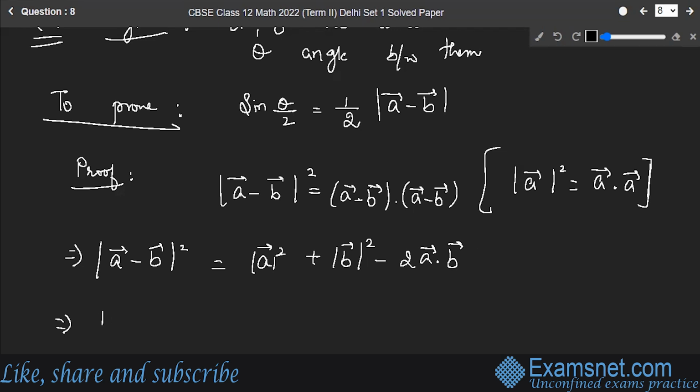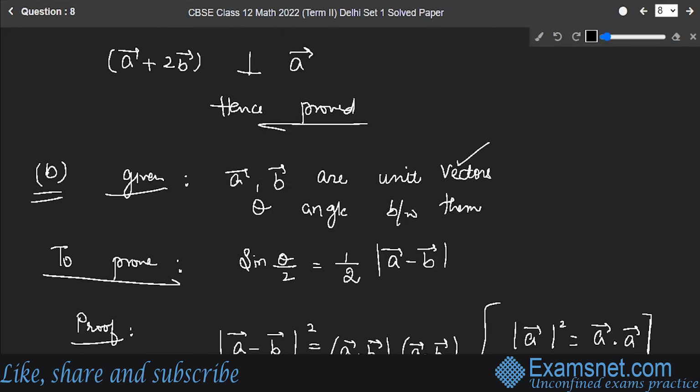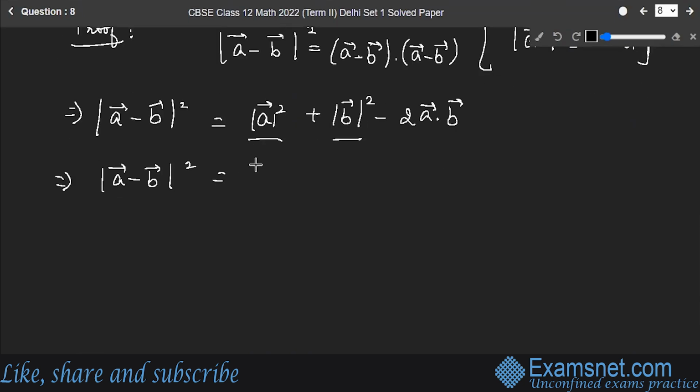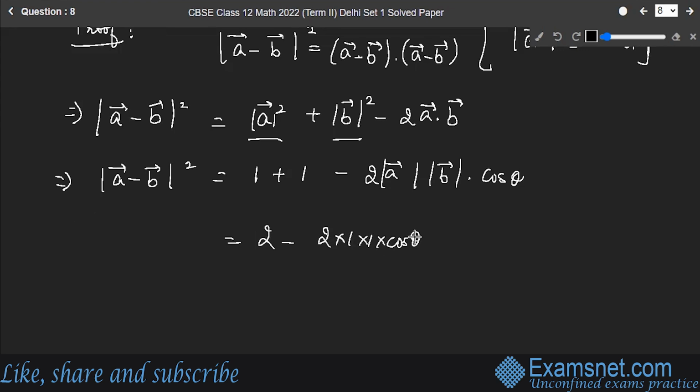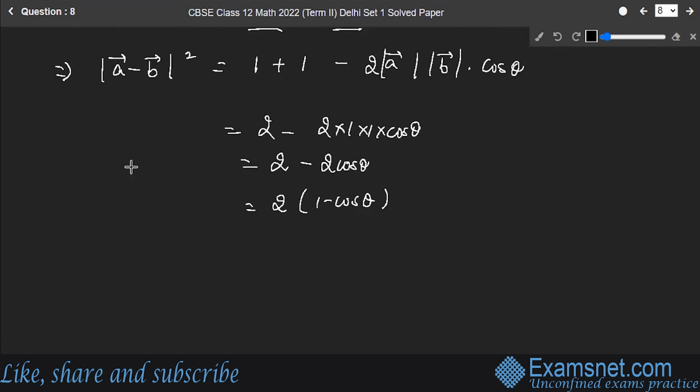Correct? So magnitude of A vector minus B vector square is equal to, see, you are given that A and B are unit vectors. That means their magnitude is equal to 1. This is equal to 1 plus 1 minus 2 A dot B. Now, A dot B can be written as magnitude of A into magnitude of B into cos of the angle between them. So this is equal to 2 minus 2 into 1 into 1 into cos theta, which is equal to 2 times (1 minus cos theta). I hope you're getting this.